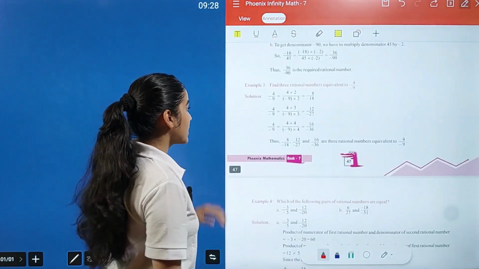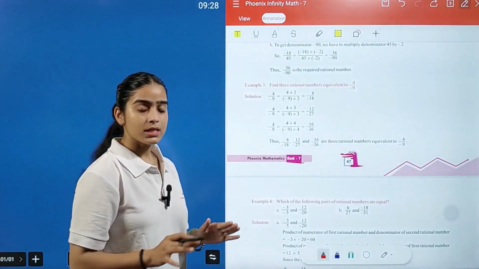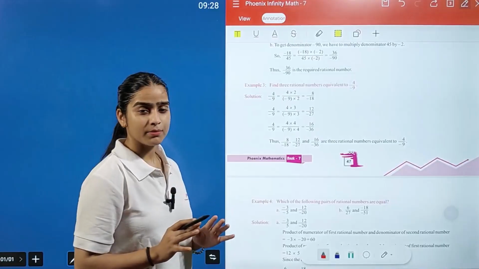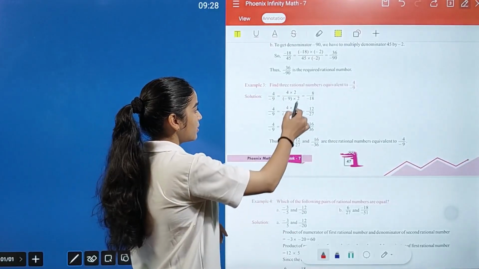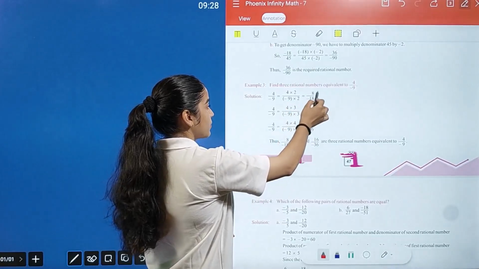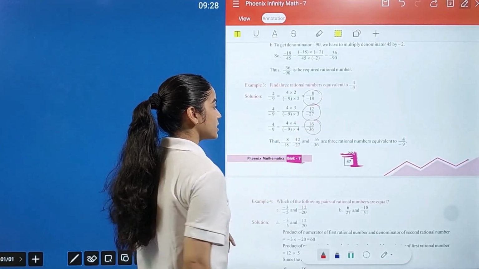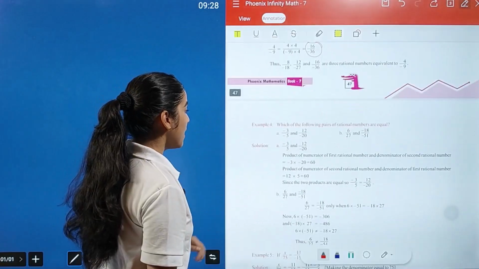Now we shift to the next. Find three rational numbers equivalent to 4 by minus 9. So in this case, you have to take any three random numbers and multiply them with 4 by minus 9 and you will get your equivalent rational numbers. So here we take 2, 3 and 4, and after multiplication we have 8 by minus 18, 12 by minus 27, 16 by minus 36, which are three equivalent rational numbers of 4 by minus 9.